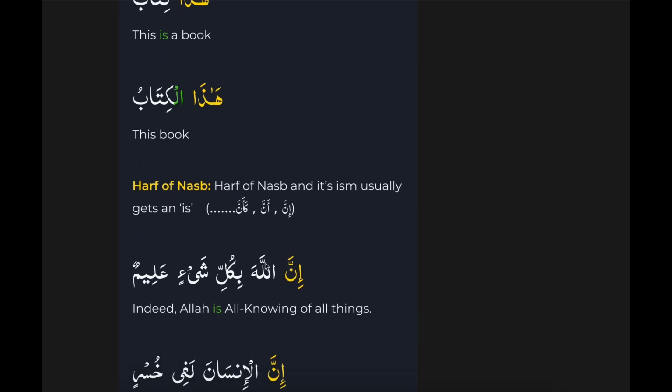For example, inna allaha. Inna means certainly, and this is a harf of nasab. So it made the next word nasab. So inna allaha, certainly Allah, and we can add an is because this is a harf of nasab and victim situation. So certainly Allah is bikulli. Ba means with, kulli means all. Certainly Allah is all. Shayin means thing, and alimun means all knowing. Certainly Allah is all knowing of all things.